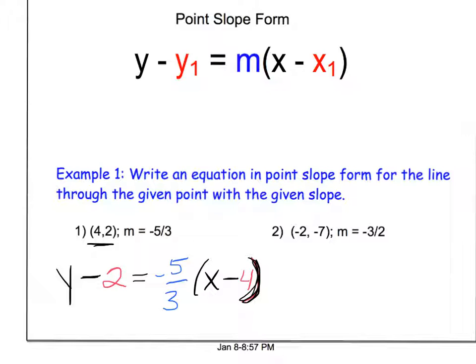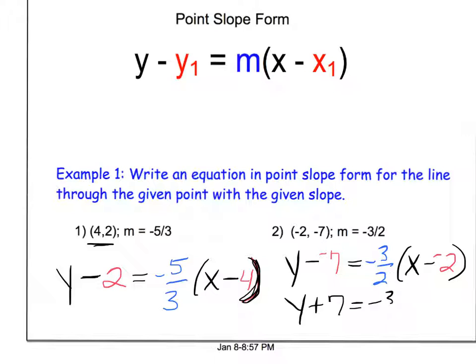Let's try it again with example 2. Y is always written, and minus is always there. Next, you substitute in the y-coordinate. That's a negative 7. Then comes the slope, followed by an x with another minus sign, and the x-coordinate of the point, which is a negative 2. You're almost done. You should clean up your minus negatives. So this becomes y plus 7 equals negative 3/2 times the quantity x plus 2.